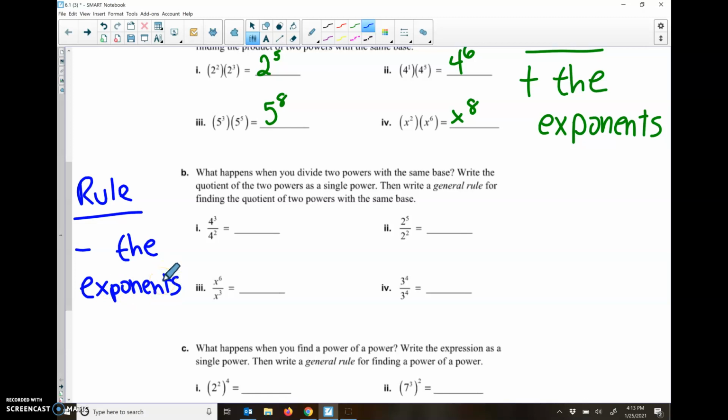Okay, so if I have 3 4s on top and 2 4s on the bottom, 3 minus 2 is 1. So that's really like 4 to the first power. Same thing on example 2 there. 5 2s on top and 2 2s on the bottom. 5 minus 2 is 3. So it's really like 2 to the third power. Again, doesn't change for variables. X to the 6th and x to the third. 6 x's on top, 3 x's on the bottom. 6 minus 3 is 3. And then here, 3 to the 4th power over 3 to the 4th power. So 4 minus 4 is 0. So 3 to the 0 power, which we know is 1.